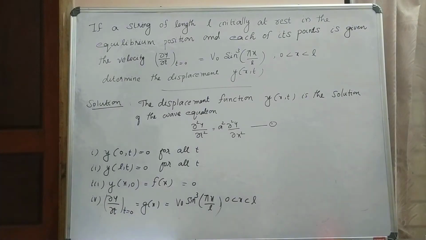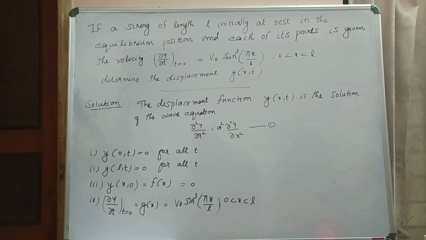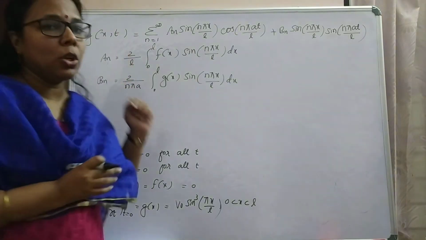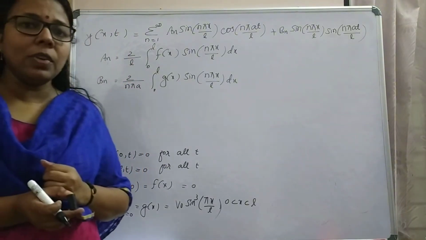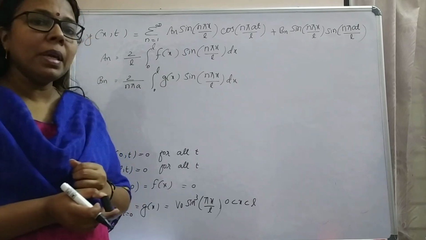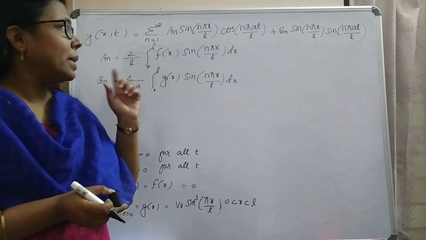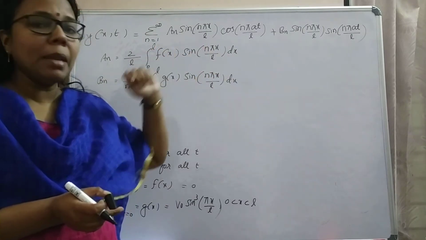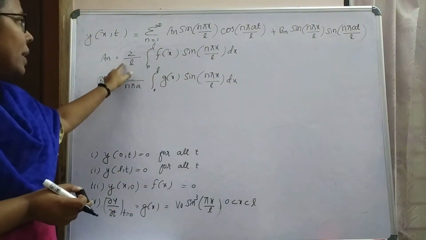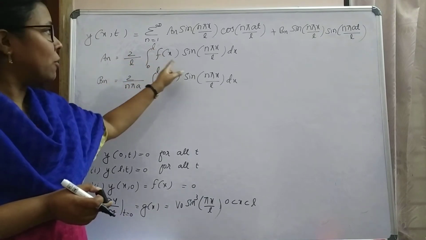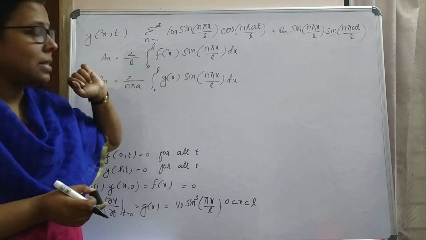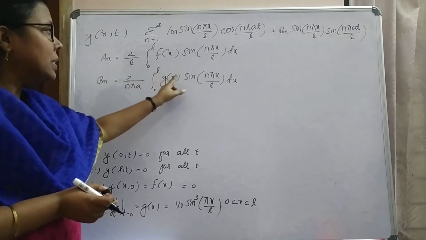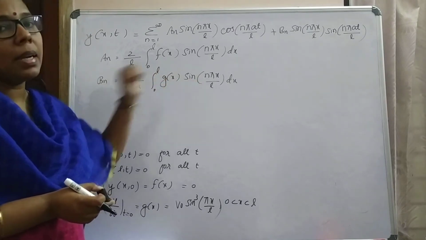Now we have to find displacement function y of x comma t equal to sigma n equal to 1 to infinity an sin(nπx/L) cos(nπat/L) plus bn sin(nπx/L) sin(nπat/L). Here an is 2 by L integral 0 to L f of x sin(nπx/L) dx. Also bn is 2 by nπa integral 0 to L g of x sin(nπx/L) dx.